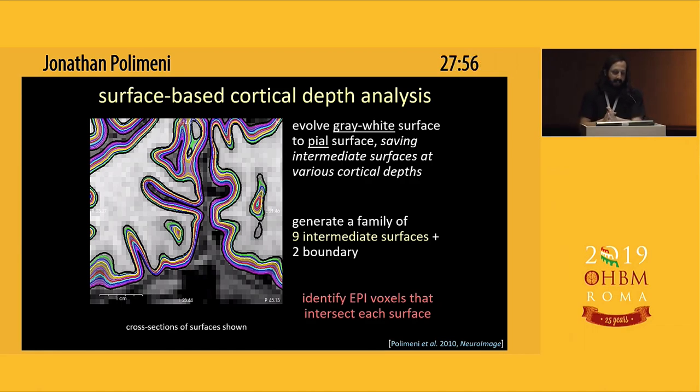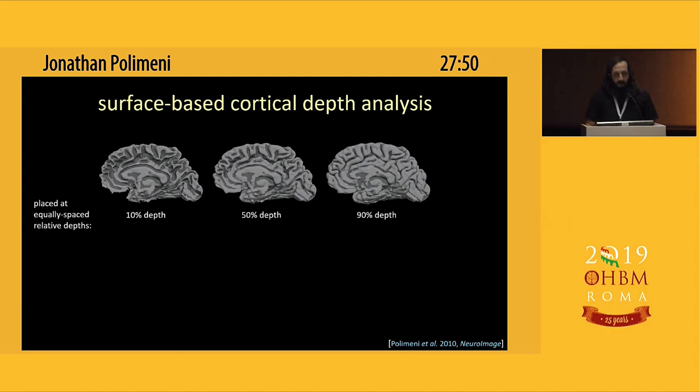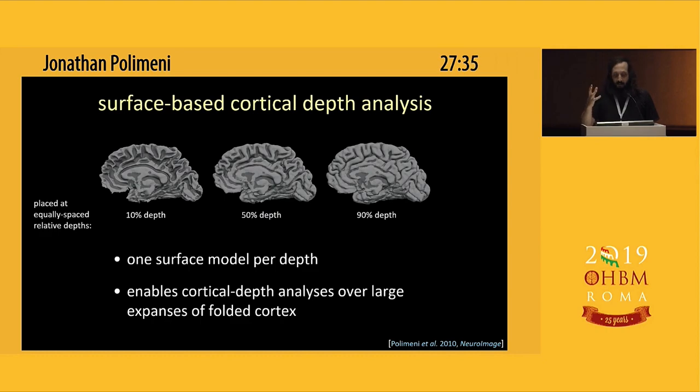So the idea behind this analysis is to simply identify our fMRI voxels that intersect each of these intracortical surfaces. In the surface-based cortical depth analysis, we generate one cortical surface model per depth, and these surfaces in this example are placed at a set of equally spaced relative depths. Here I'm showing the 10%, 50%, to 90% depth relative to the total cortical thickness. So this analysis enables a cortical depth analysis over large expanses of the folded cortex.